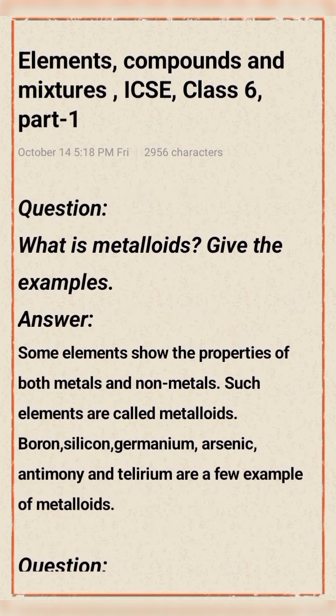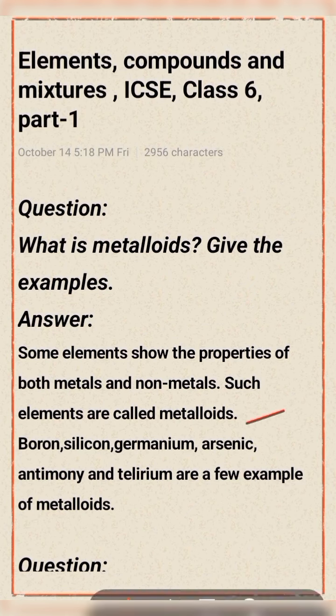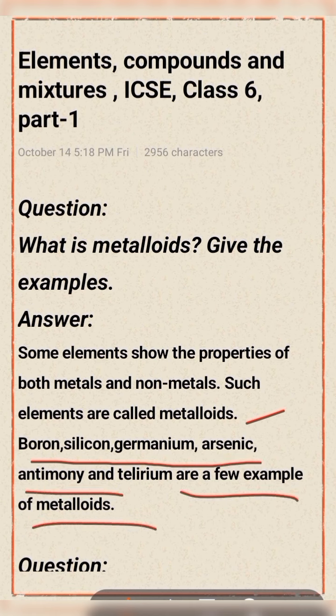Next question: what are metalloids? Give an example. Some elements show the properties of both metals and non-metals. Such elements are called metalloids. Examples: boron, silicon, germanium, arsenic, antimony, tellurium are a few examples of metalloids.